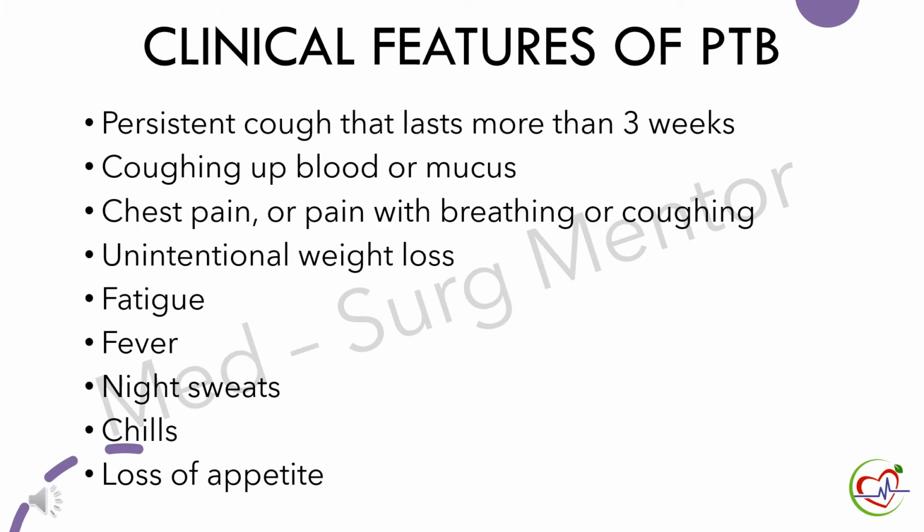Major clinical features of pulmonary tuberculosis are a persistent cough that lasts more than 3 weeks, coughing up blood or mucus, chest pain or pain with breathing or coughing, unintentional weight loss, fatigue, fever, night sweats, chills, and loss of appetite.